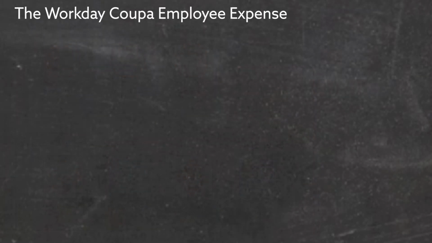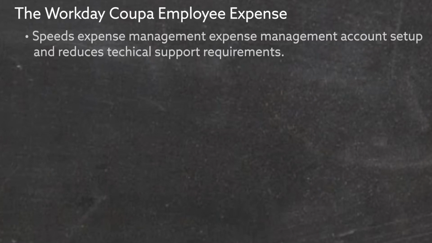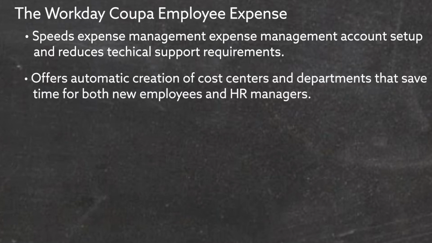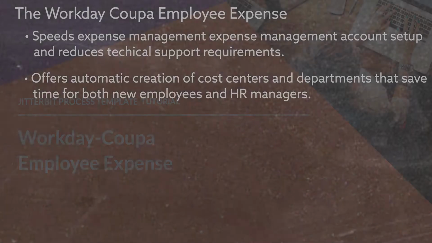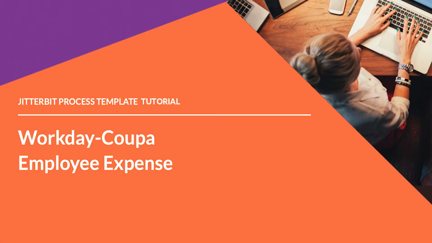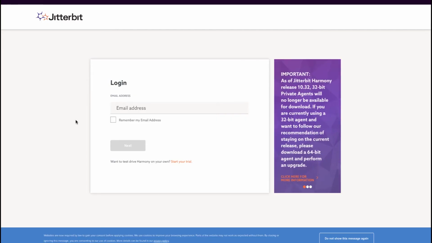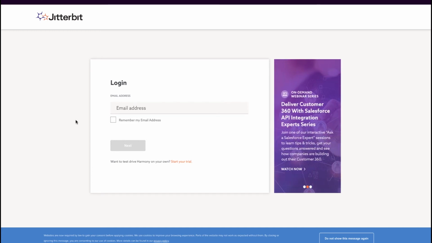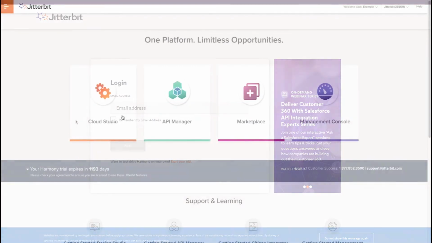The Workday Coupa Employee Expense Process Template speeds expense management account setup and reduces technical support requirements. It offers automatic creation of cost centers and departments that save time for both new employees and HR managers. Now that we know a little bit more about this process template, I'm going to quickly show you how to set it up. There is no preparation that needs to be done to Workday or Coupa before installing the process template, so I'll begin by logging into the Jitterbit Harmony portal and open Marketplace.